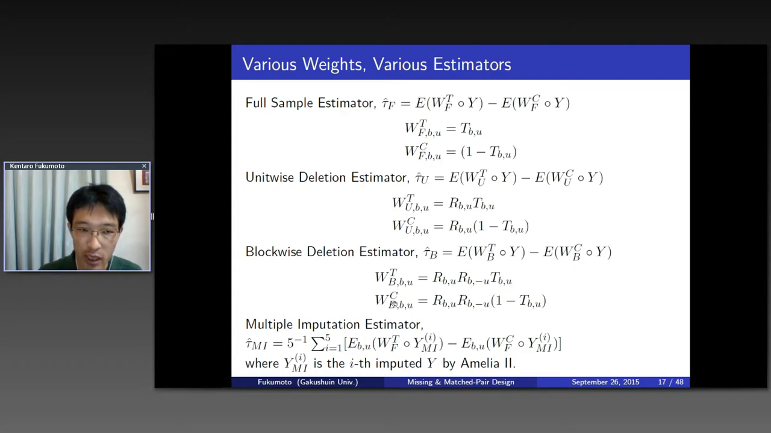The weight for control is 1 if the unit responds and the other unit of the same block responds as well, and the unit is not treated.